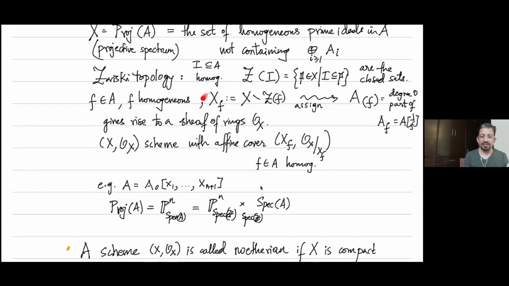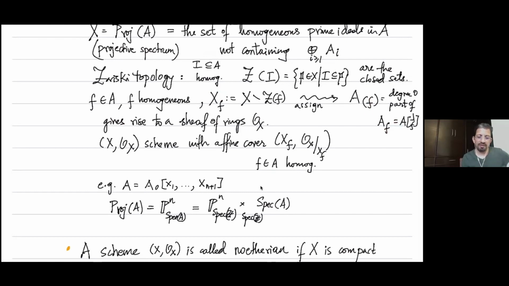And it turns out these basic open sets are affine, in fact, just like we had for projective varieties. And you can assign to them a nice ring here. And this ring is, again, you invert F and then look at the degree 0 part. It's like taking ratios of homogeneous polynomials where the denominator is some power of F, which have the same degree.